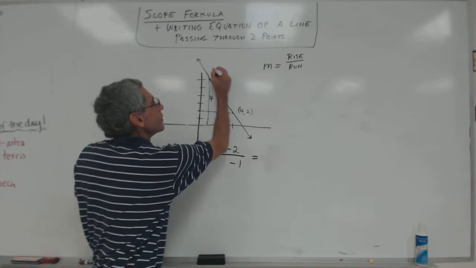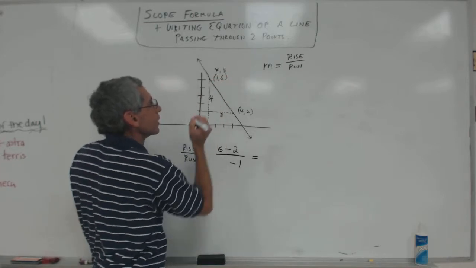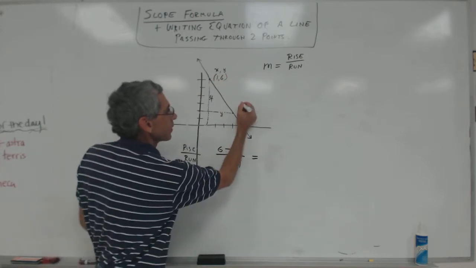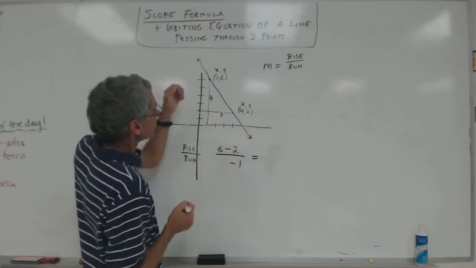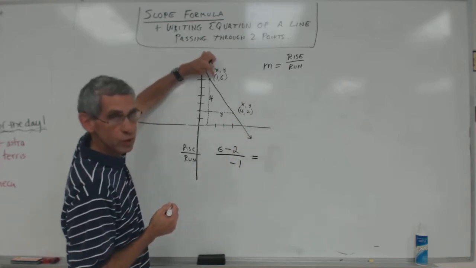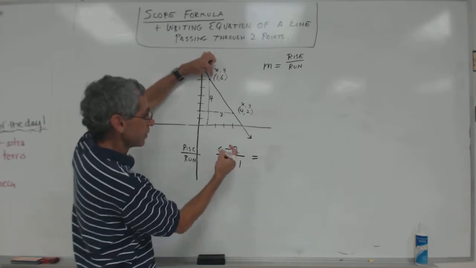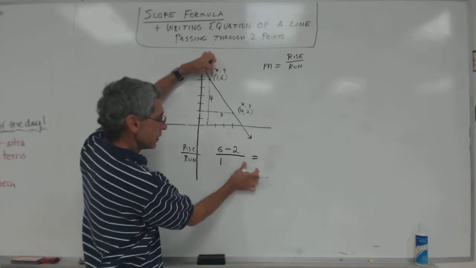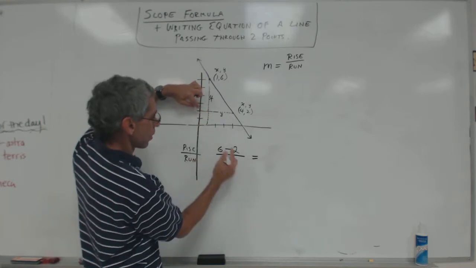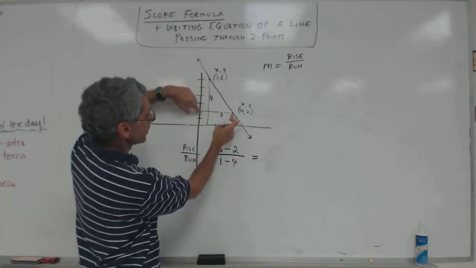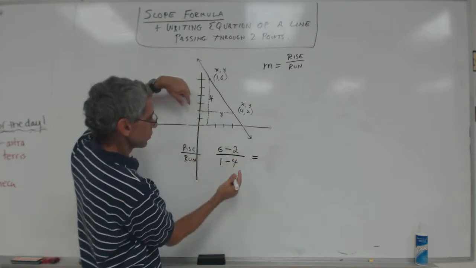This is x, and this is y. Since I started with this y, I have to start with this x. So I have to do 1 here, and then I'm going to subtract 4, because I'm looking for the difference between these two. So look at that.